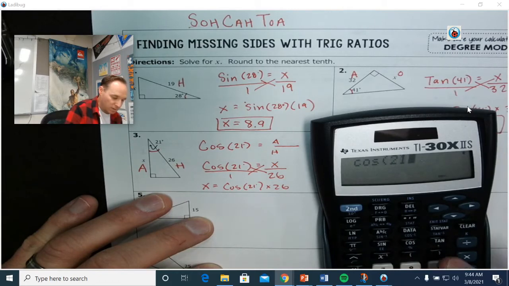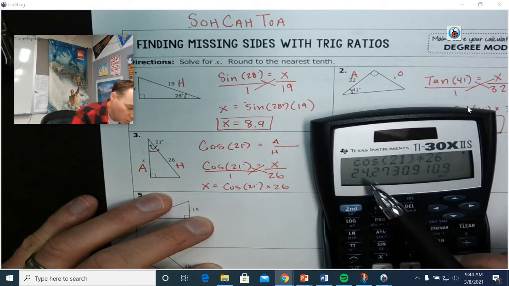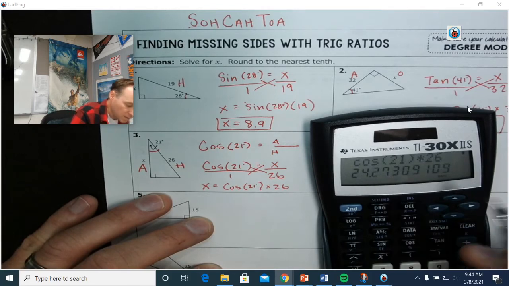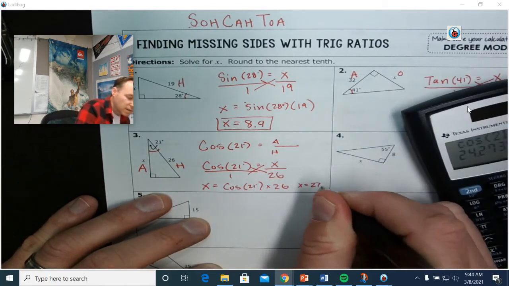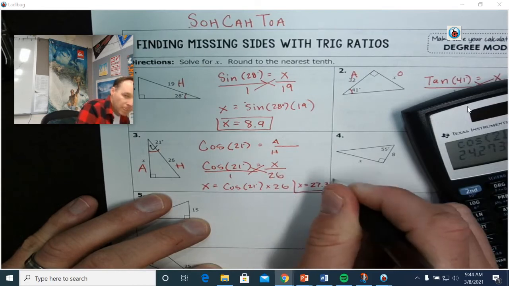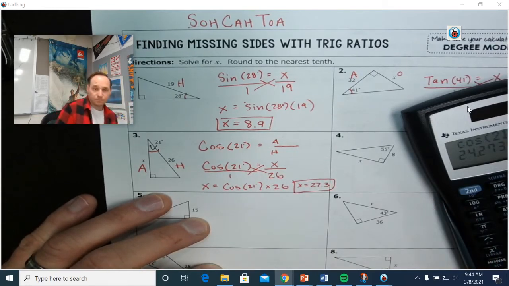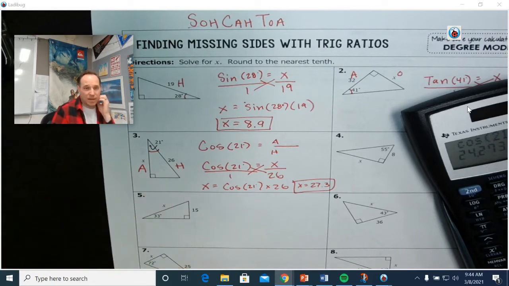Cosine of 21 times 26 gives us 24.27. That 7 rounds this to a 3, so we get x is equal to 27.3. All right. I think you guys kind of get the gist of this.